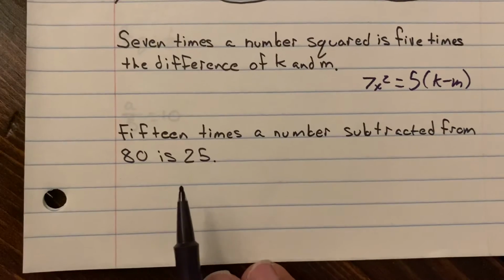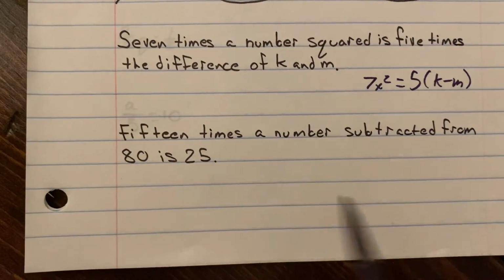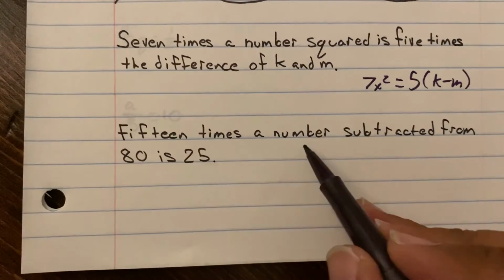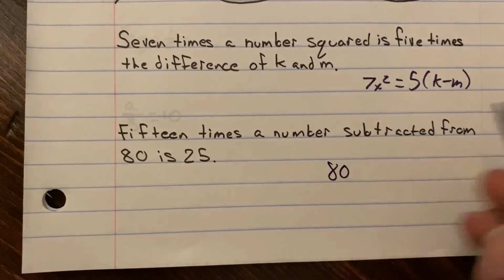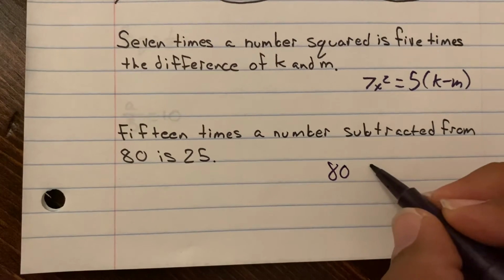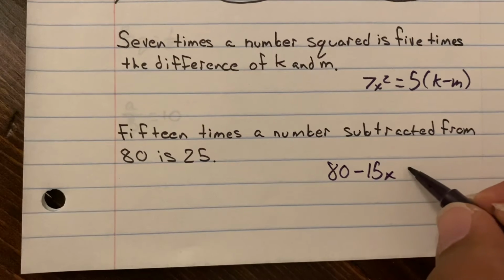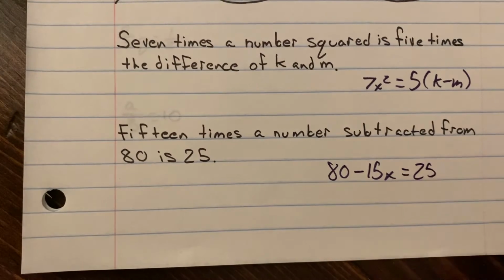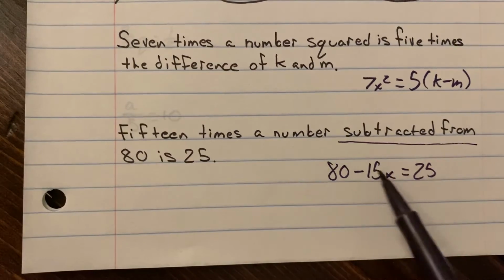Here we go. This one is 15 times a number subtracted from 80 is 25. So 15 times a number subtracted from 80. So we're 80. So 15 times a number is being subtracted from 80, and it is 25. So remember, subtracted from is one of those words where whatever they write is in the reverse order.